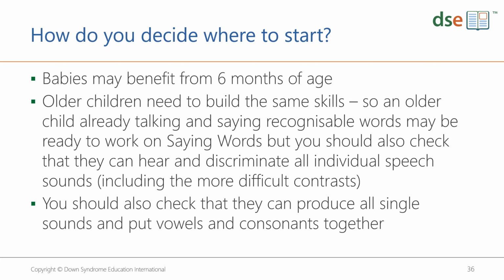However, we would also encourage you to check they can hear and discriminate all individual speech sounds, because if they can't actually hear all the sounds, discriminate the differences, and also produce the single sounds, then this may be where their difficulty lies. If they are slightly older, of course, and they've learnt to link sounds to letters, you can use letter cards to test their ability to hear and discriminate sounds. And you can also use their reading ability to help them improve their production.